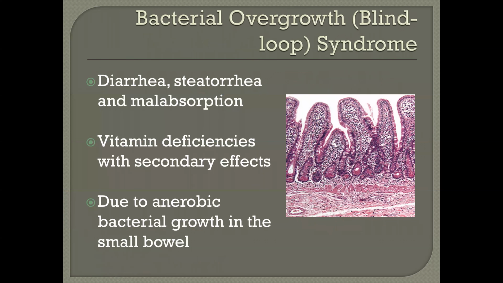component of this, bacterial overgrowth syndrome. Again, as we've mentioned, this is not commonly seen, blind loop syndrome, sorts of things, usually post-surgical, associated with steatorrhea, malabsorption, vitamin deficiencies, and secondary effects. And this is usually because we've got anaerobic bacterial growth. So the microbiome, which is becoming increasingly more studied and looked at, is disturbed in these architectural changes, and that not surprisingly leads to disease.